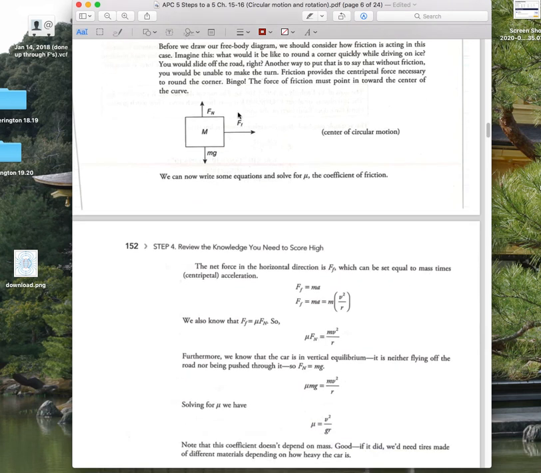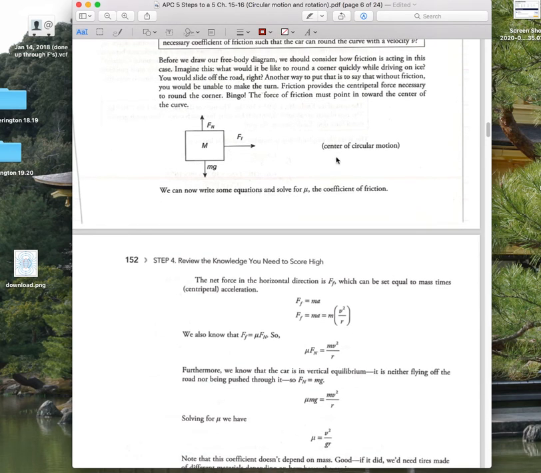Car on a curve is another really good one. So friction is pointing inward if you're on a flat surface. If you're on an angled surface, something like that, friction could either point up or down depending on how fast you're going.